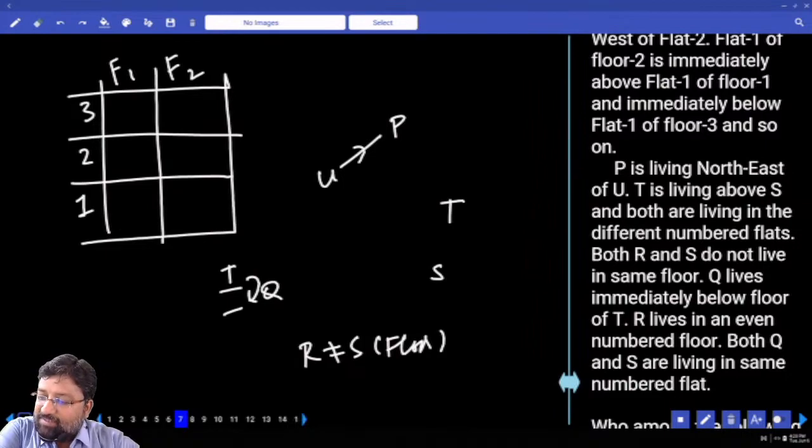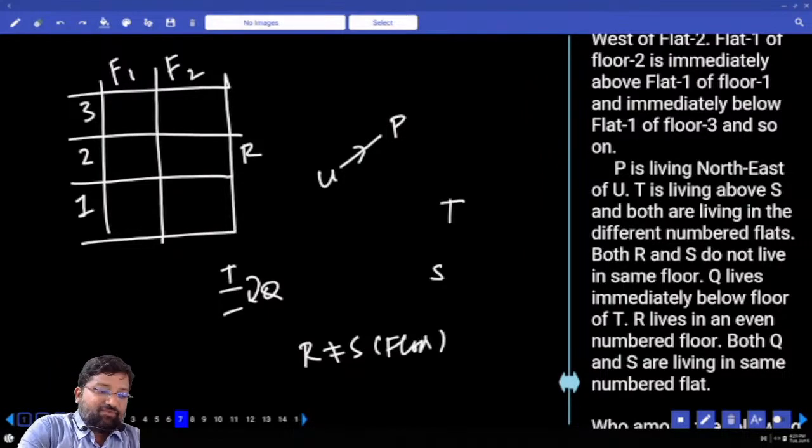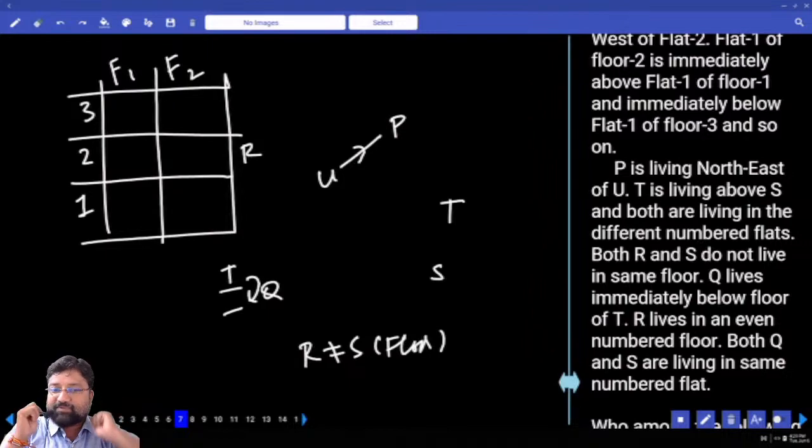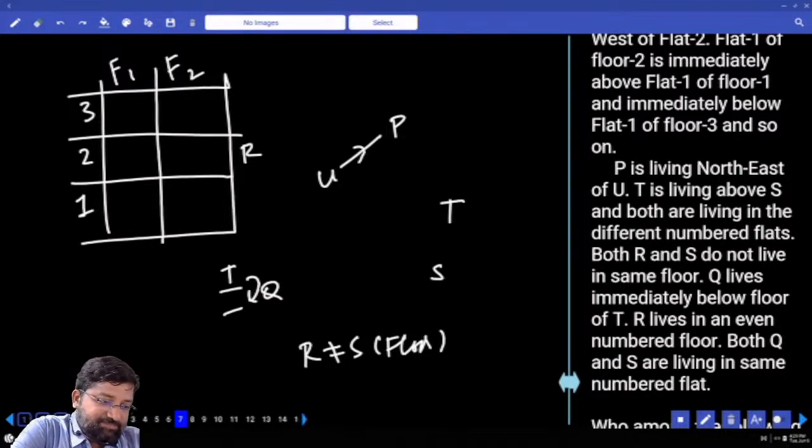Next. Come on, come on. R is living on an even number floor. R has to live on the second floor. Both Q and S are living in the same flat number. Now, what are the possibilities that I can go for?